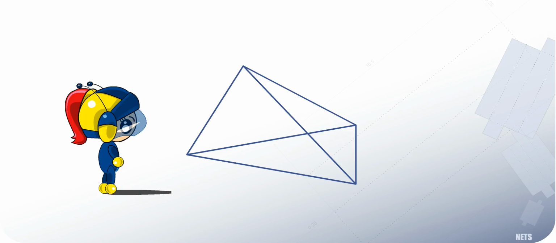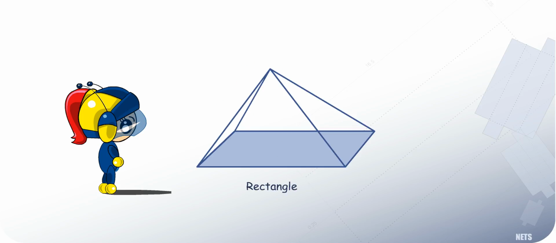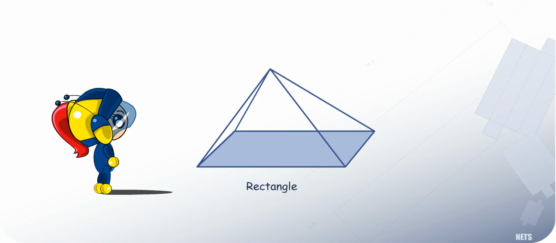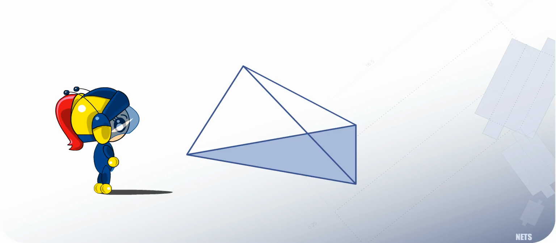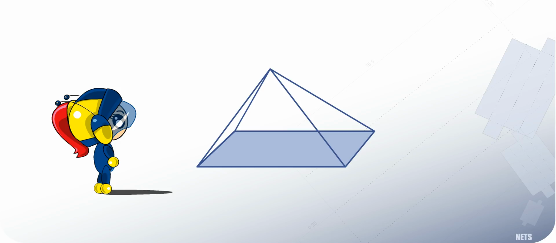A pyramid has a shape at the base, like triangle, square, circle, and rectangle, and its other adjacent faces meet at a point. A pyramid which has a triangle as its base is called a triangular pyramid. If a pyramid has a rectangle as its base, it is called a rectangular pyramid.